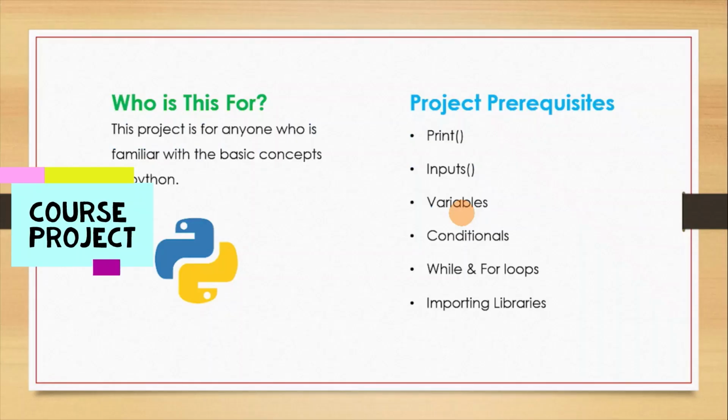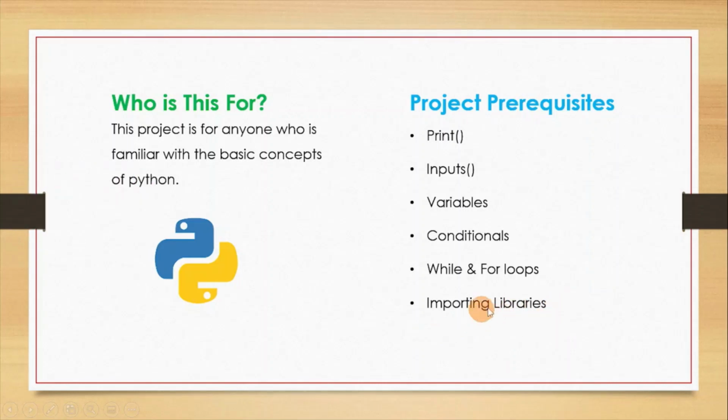Okay, so what is this project for? This project is actually for anyone who is familiar with the basic concepts of Python, that is the basic fundamentals of Python. Some prerequisites you need to know before taking this project: you should know how to print stuff to the console. You should know how to request input from the user in the console. You should know how to use variables, like initializing variables and incrementing variables. You should know some conditionals in Python. You should know how to use while and for loops. You should know how to import certain libraries in Python. In this one, we're using the random library.